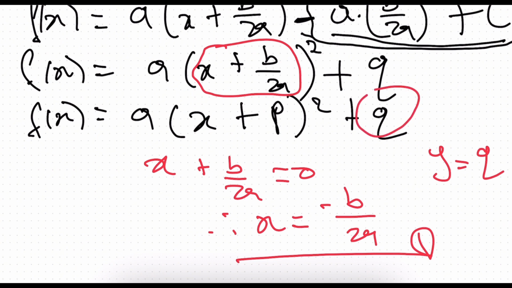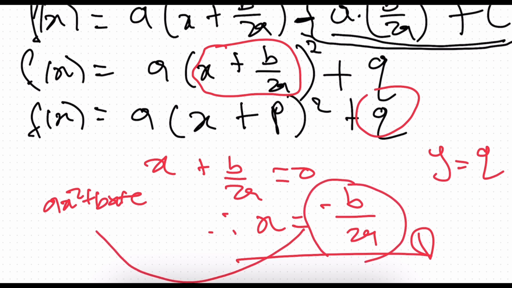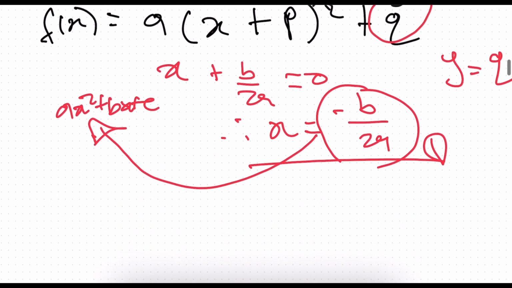Or if it was not given, and it was given in this format, a x squared plus b x plus c, you are going to plug in whatever value you get here in the original equation to determine the y value. Okay. That's how you determine turning points of the parabola.